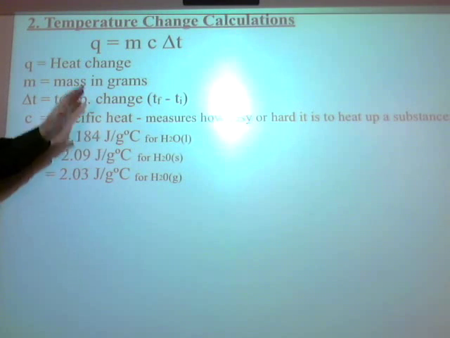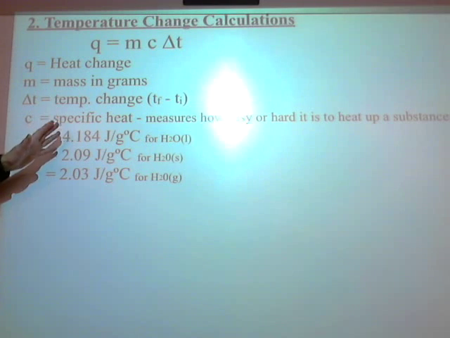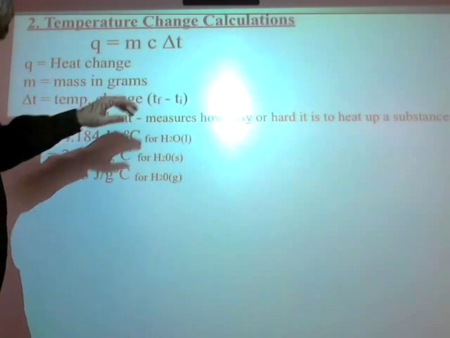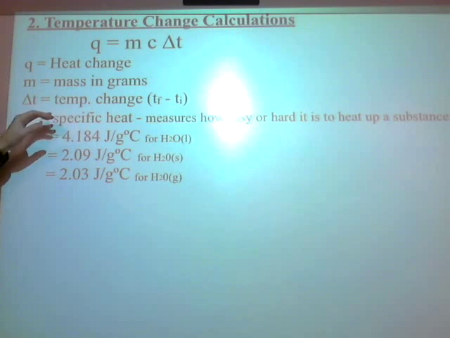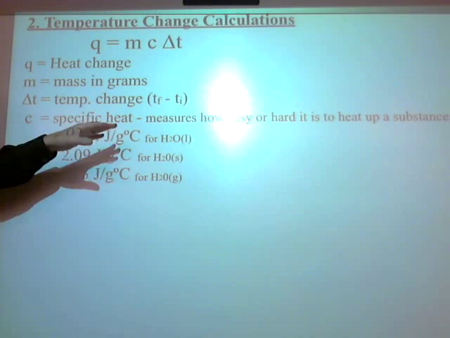Here's your whole, I'm not rewriting it. It's already on your paper. We got it yesterday anyway. Okay? That's all the information. Q equals mc delta T. Mass, temperature change, TF minus TI, and the specific heat.